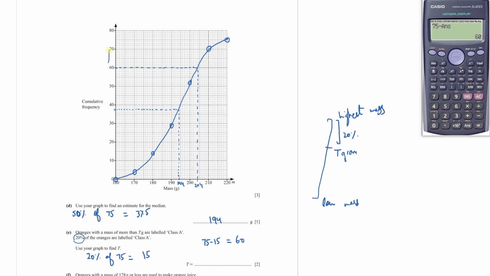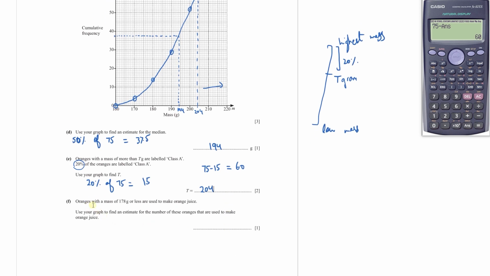So all the oranges from 60 up till this point 75, they are labeled class A. So their masses are greater than this mass. So all the masses to the right are greater than 204 grams. So all the oranges that are greater than 204 grams in mass are labeled class A, and there are 15 such oranges because we're given 20% of the oranges are labeled class A. So your value of T is this 204 grams, which is the mass above which all the oranges are labeled class A.